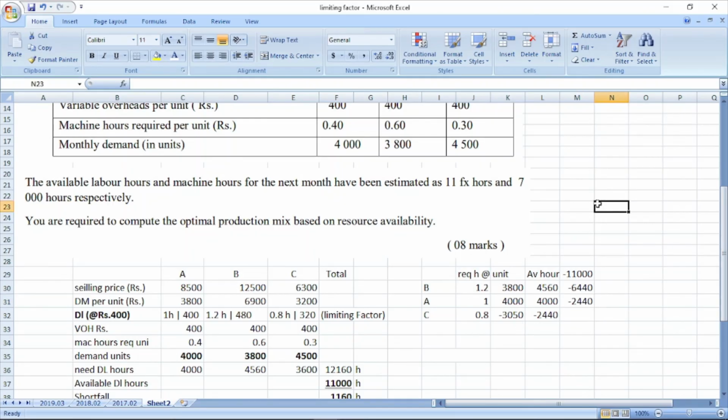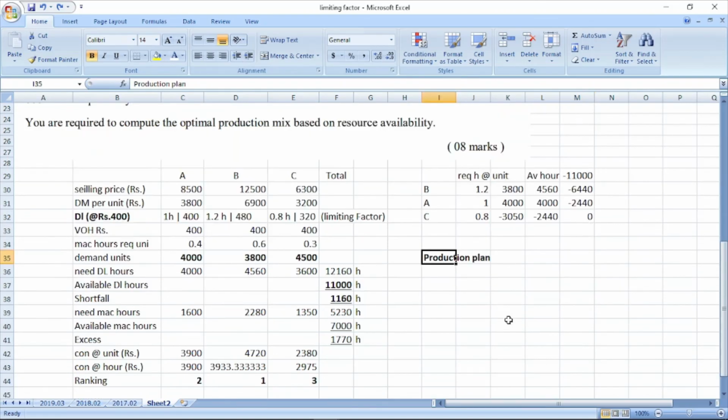So this is our production plan. We produce 4,000 units of product A and 3,800 of product B, and from product C it is 3,050 units we are going to produce.